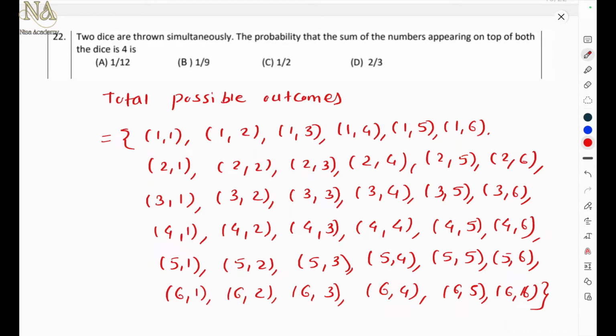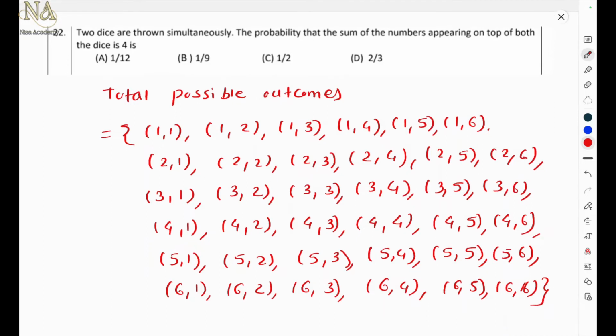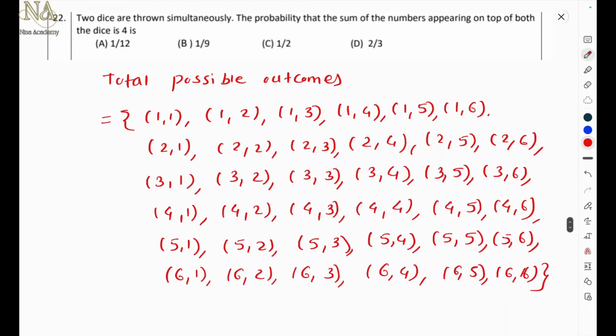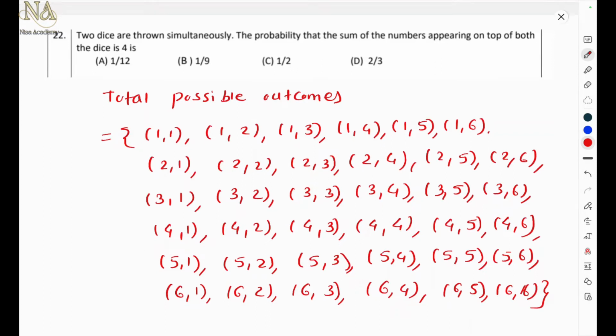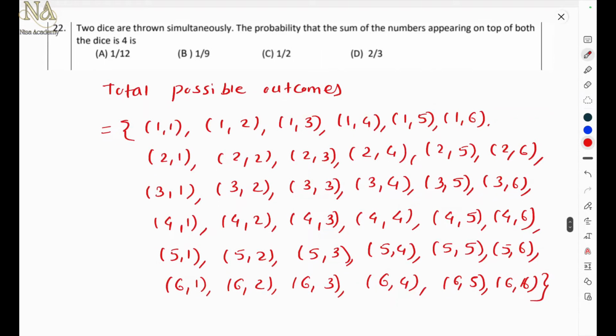Twenty-second problem. 2 dice are thrown simultaneously. The probability that the sum of the numbers appearing on top of both the dice is 4 is, okay. When 2 dice are thrown, there are total 36 outcomes, which I have written already. You have to check the probability that the sum of the numbers appearing on top of both the dice is 4. So let's check which of these numbers have sum 4.